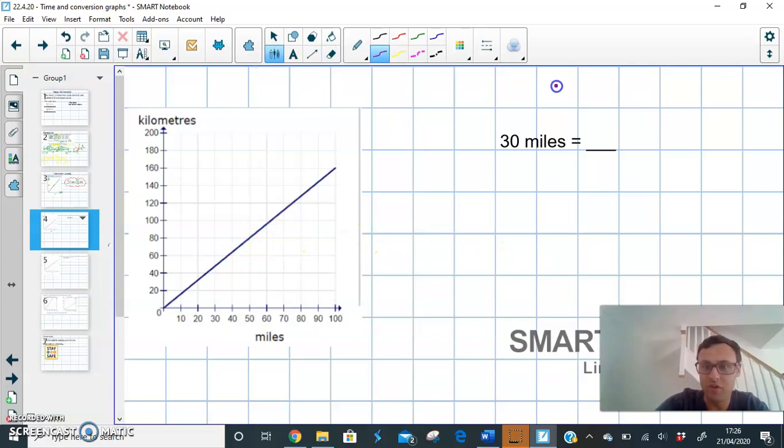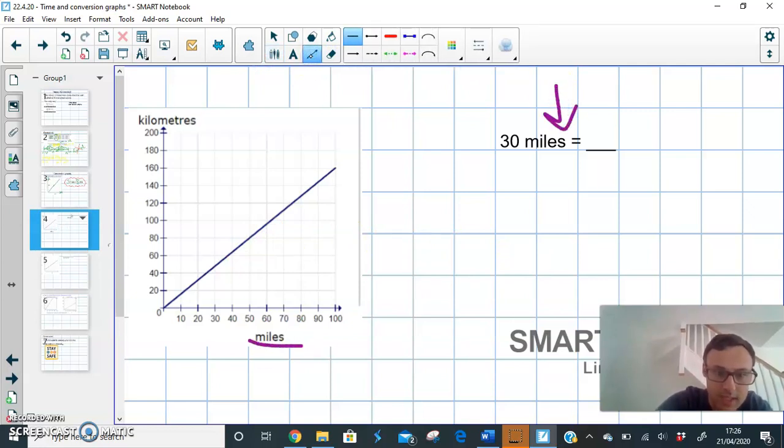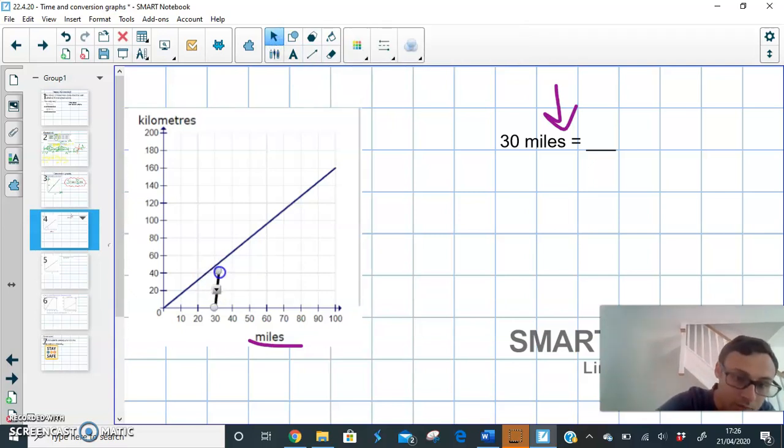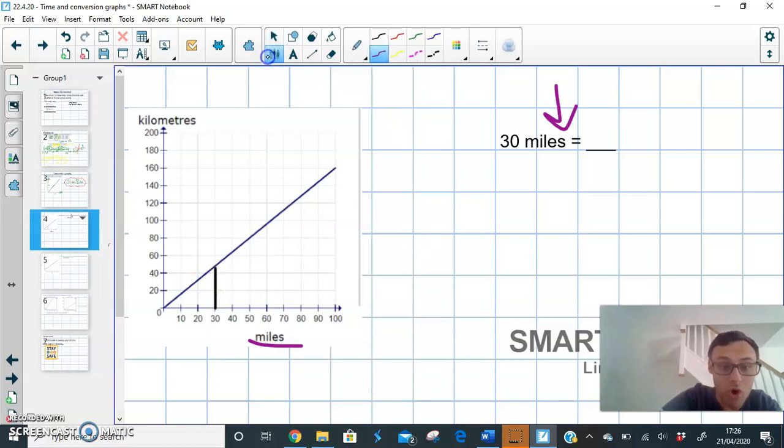And we need, the question says, 30 miles, right? Well, I'm using miles, so I would use my ruler, go up from 30 till I hit the line, and I need to be really precise. It's quite hard to do. 30, okay, and then I need to draw along again. So I go along from there until I get to my point.